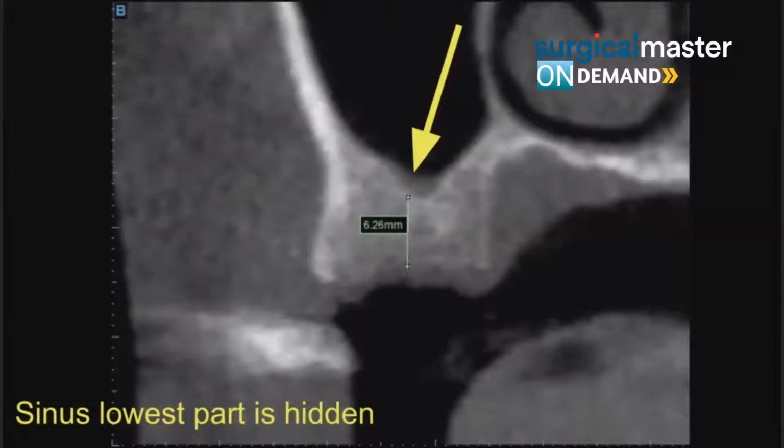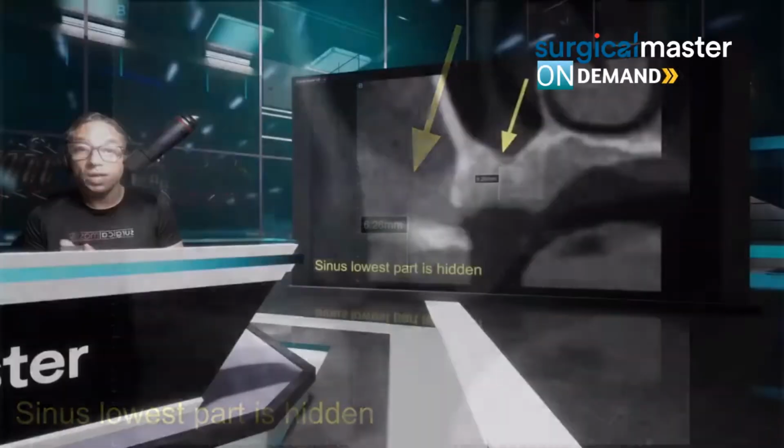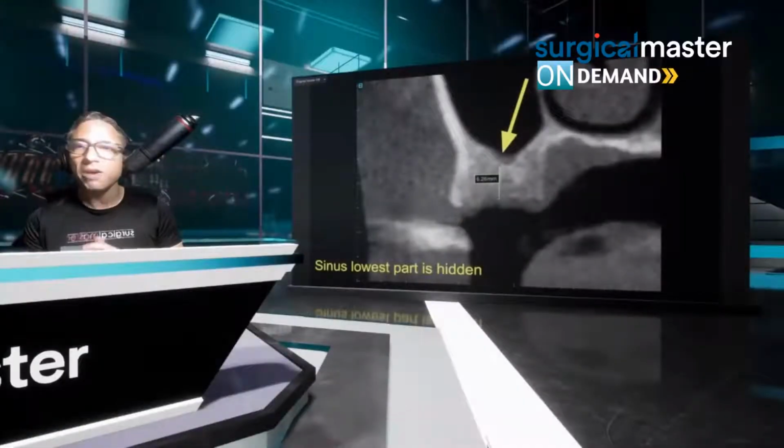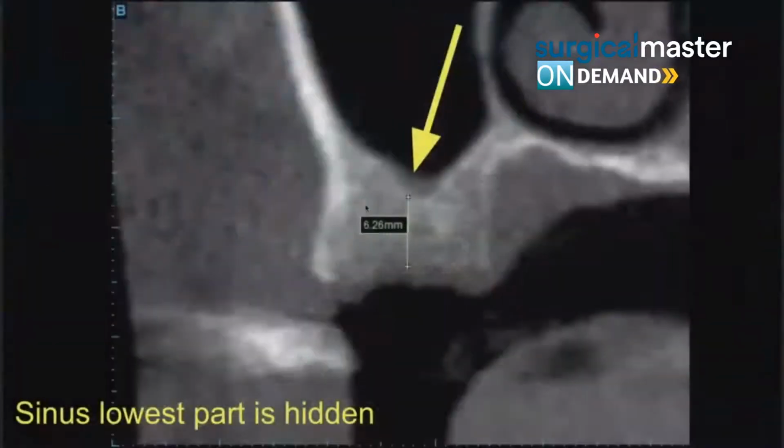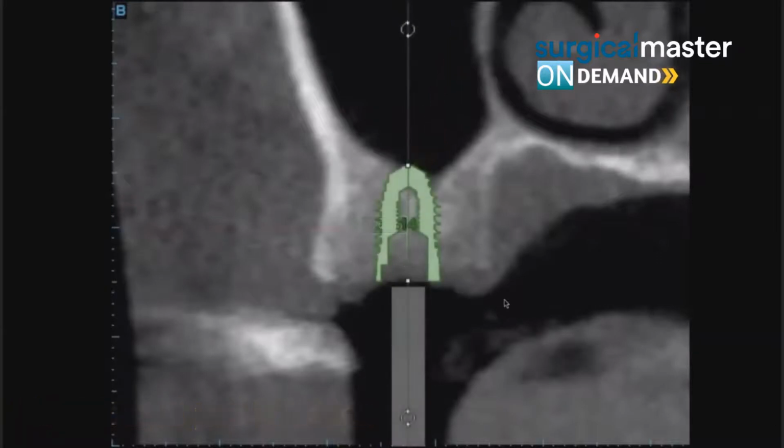Very often, the lowest part of the sinus is hidden on a PA, on a periapical radiograph. The lowest part of the sinus is right in the middle of the ridge for a lot of cases. So you're thinking you have a lot of bone, but what you're actually looking at is the buccal part of the ridge. You're not seeing the middle part of the ridge. So that's important to be aware of.